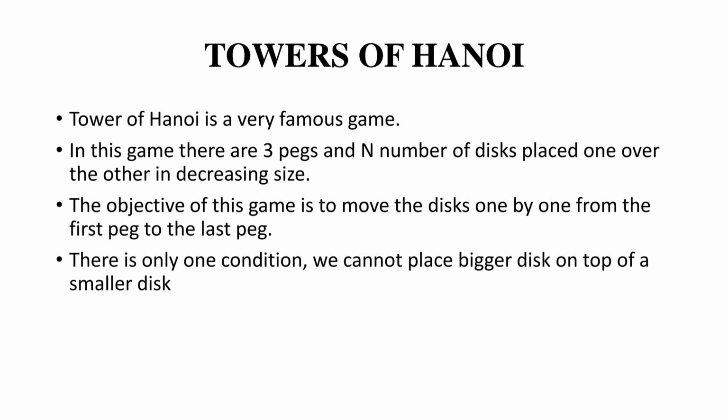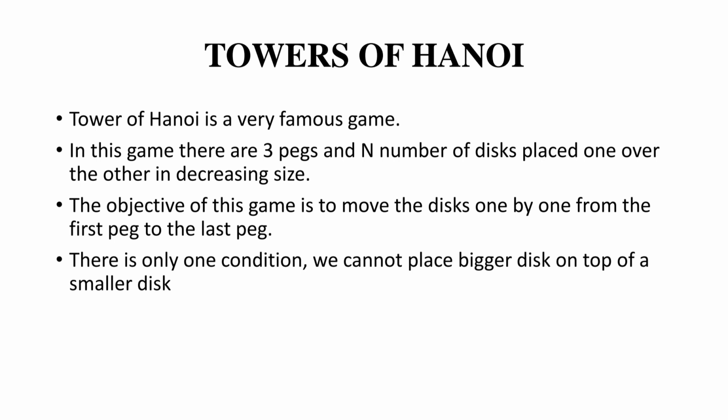The main objective of this game is to transfer the discs from the first pole to the third pole, that is, from source to destination pole. The second, additional pole will act like an auxiliary pole. We need to move all the n discs from source pole to destination pole. There are two constraints: no larger disc can be placed over a smaller disc, and at a time only one disc can be moved from one pole to another pole. These are the conditions. Based on these conditions, we need to transfer n discs from source pole to destination pole.